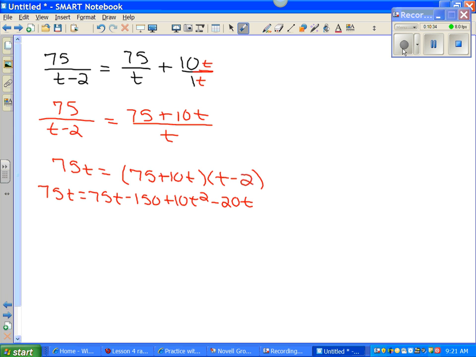Yeah, these cancel, 75t on both sides, right? So put it in descending order just to make it easier. No. It's a quadratic, right? How do we solve quadratics? Got to factor it. So what's jumping out at you for this one? Yeah, 10 is my GCF.